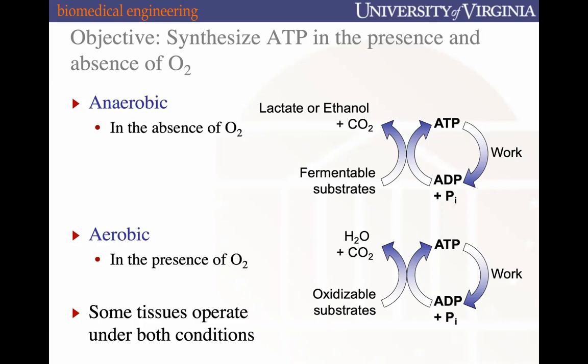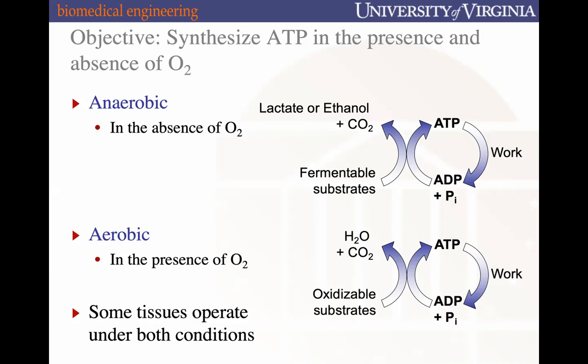typically relies on what we call fermentable substrates that produce either lactate, or ethanol along with carbon dioxide. The fermentable substrates, or that fermentation, is what we use to describe the generation of ATP in the absence of oxygen. In the presence of oxygen, we usually refer to that as an aerobic process.